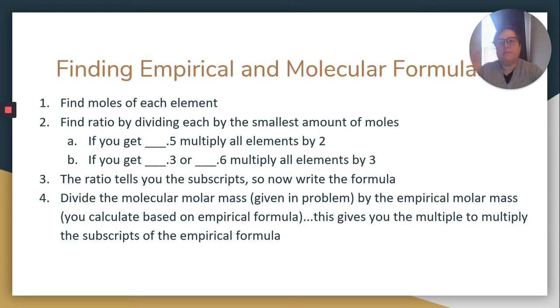All right, so here are the steps for finding empirical and molecular. And these are the same steps that we had last year in Chem 1. So first we find the moles of the element. So if you don't have a periodic table, you might want to pause and grab that. Find the ratio by dividing each of them by the smallest moles. Watch out for 0.5. You have to multiply everybody by 2. And then 0.3 or 0.6, you're going to multiply everybody by 3. And we will see some of those examples. Those ratios tell you what the subscripts should be.